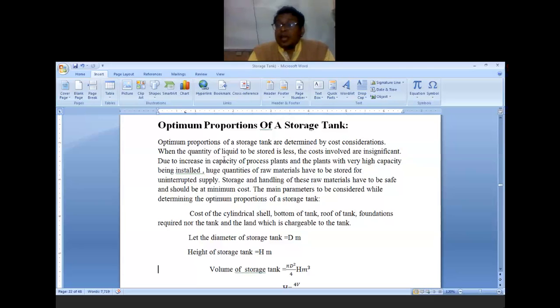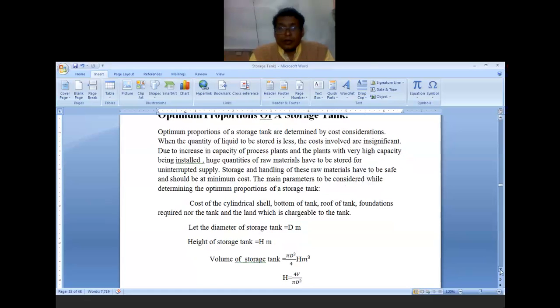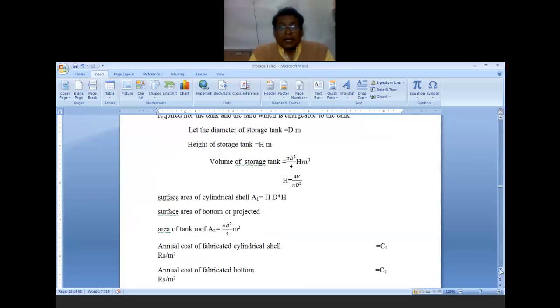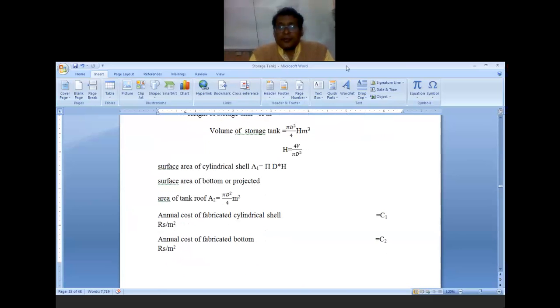In case of crude oil, they are very, very huge tanks, say of 50 meters, 100 meters diameter, and the tank height can be up to 10, 20, 30 meters. So huge structures are there. That is, storage and handling of these raw materials have to be safe and at a minimum cost. So the minimum cost parameter should be considered while determining the optimum proportion of the storage tank.